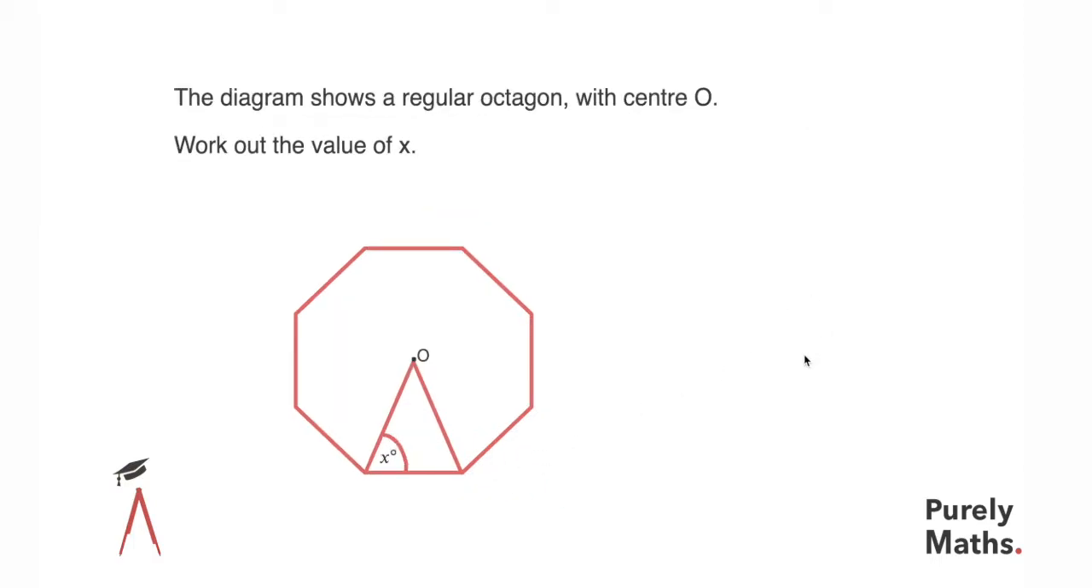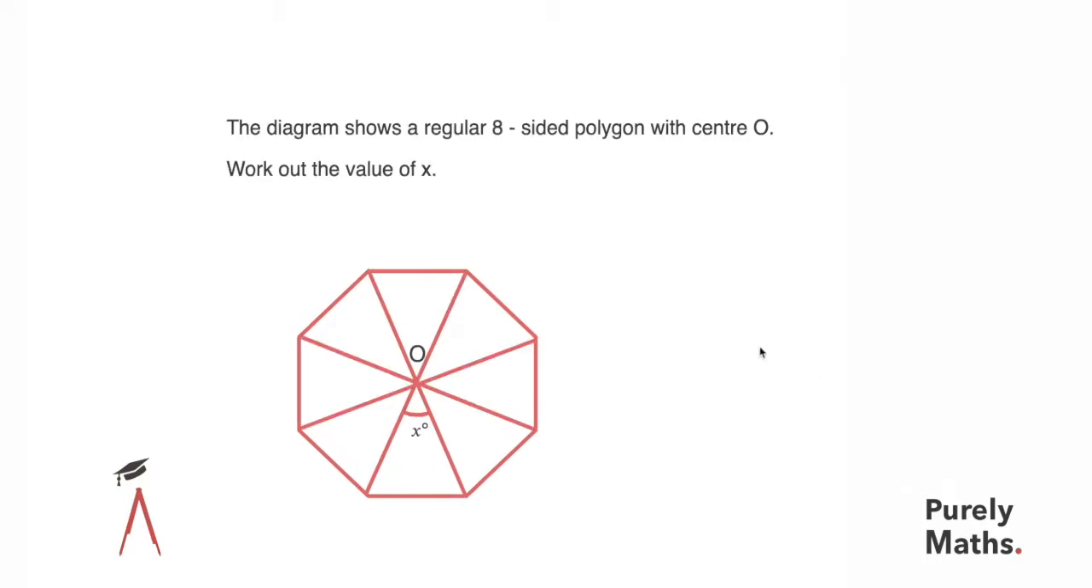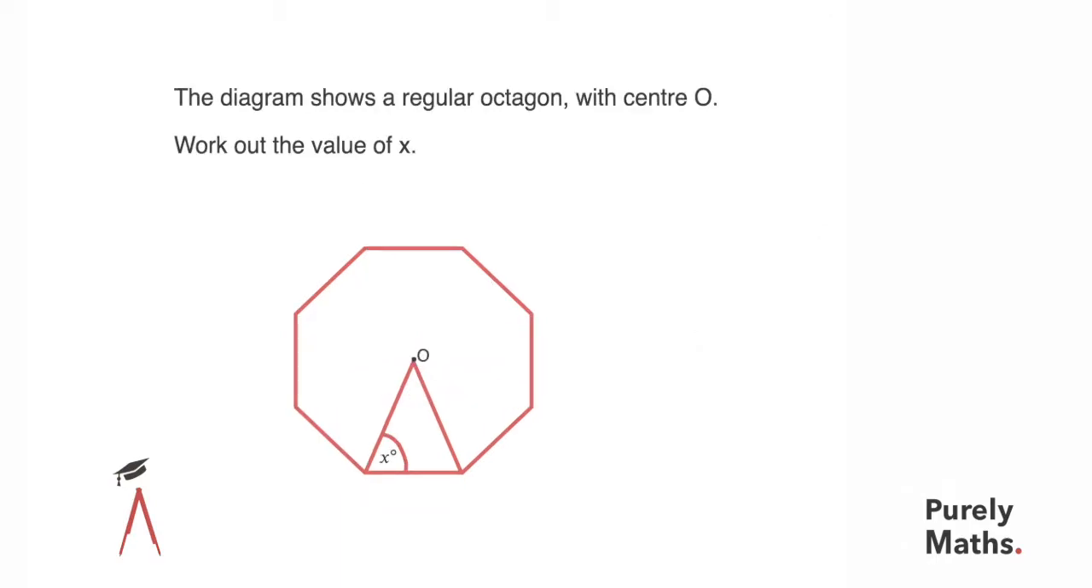Okay, let's have a look at this one. The diagram shows a regular octagon with center O. Work out the value of x. So the first thing to notice is that this octagon is essentially the same as the one in the previous question, except here we have the 8 identical triangles drawn in. And in this question that we're tackling now, they haven't been drawn in. We've only been left with one triangle, but we're going to use the workings out from the last example to help us with this one. Namely that the angle at the top here is 45 degrees.